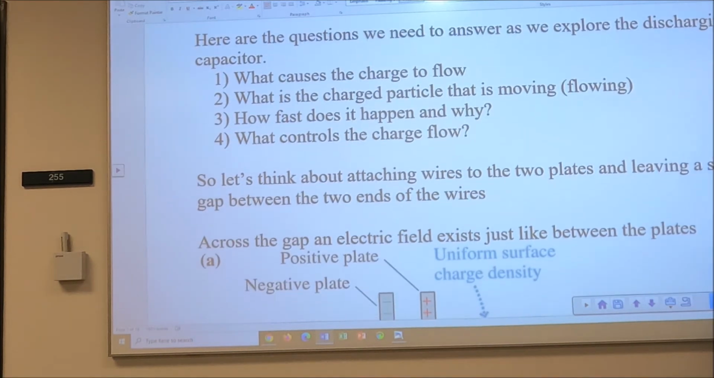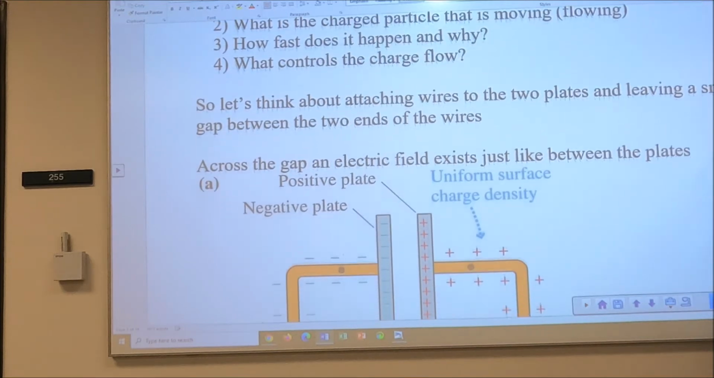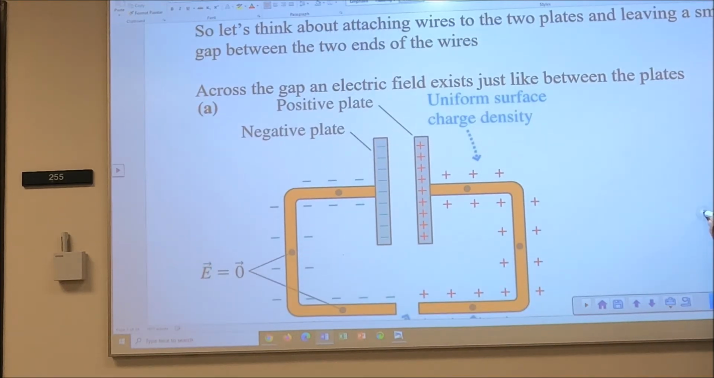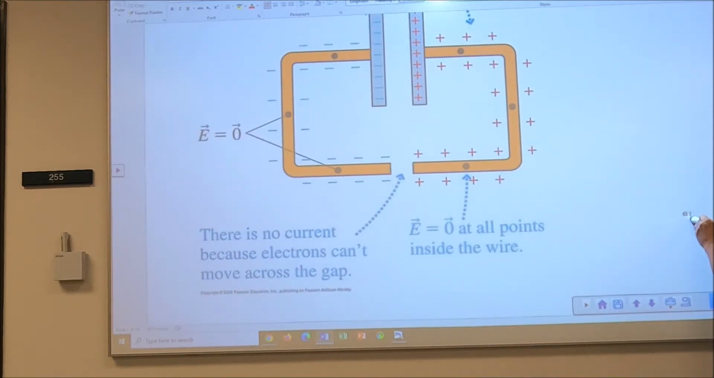Now, as we're exploring discharging a capacitor, we want to know, one, what causes the flow of the charge, what is the charged particle that's moving, and how fast does it happen and why, and what controls the charge flow. So, let's think about attaching a wire to the two plates, but leaving a little gap between the ends. Okay, wires are conductors, so when I connect them to the plates, then the charge redistributes over the whole surface now of the wire as well as the capacitor.